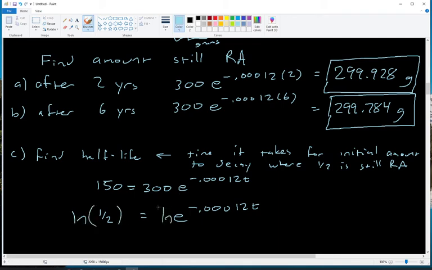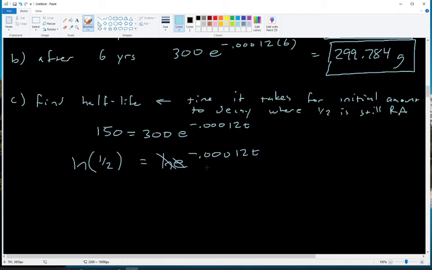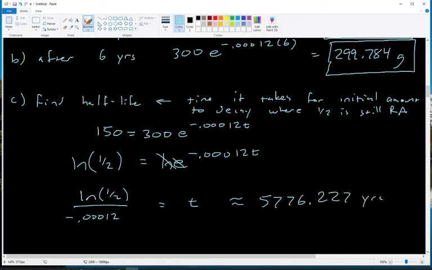So we apply natural log to both sides. And then we get natural log of a half. We divide the negative 0.00012 across. And this will tell me how many years that takes. So I'm going to type that in my calculator. So we get natural log of 1/2 divided by negative 0.00012. So this takes about 5,776.227 years to decay, where the initial amount, half, is still radioactive. So this is our half-life.